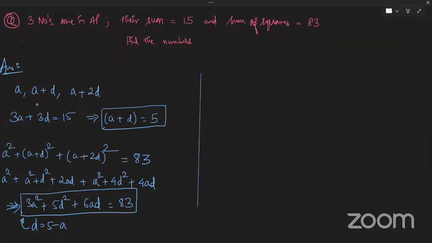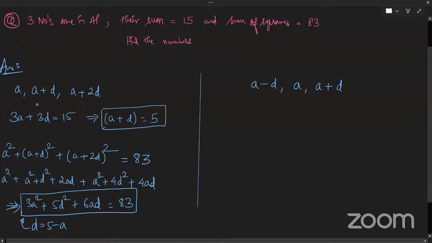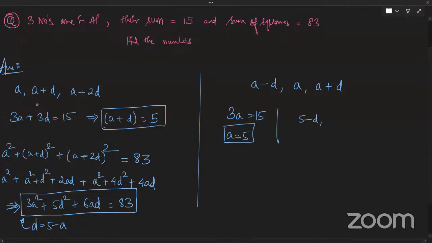Okay. So I'll tell you how. You assume the numbers as A minus D, A and A plus D. I am allowed to do that, right? Because the common difference remains the same. Just my first number is shifted by D. So when I sum these three numbers, it is 3A. And I directly get 3A as 15. So I directly get the value of A as 5. So one value I already have. So the numbers are 5 minus D, 5 and 5 plus D, right?